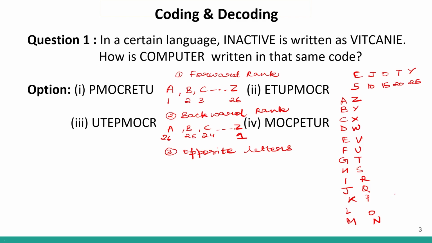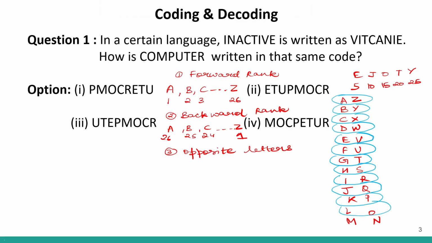So when I write them like this, we get 13 pairs. These are the pairs of opposite letters. A and Z will be a pair of opposite letters. B and Y, C and X are opposite letters. Similarly, D and W, E and V, F and U, G and T, H and S, I and R, J and Q, K and P, L and O, M and N. Okay, so these are your 13 pairs of opposite letters.